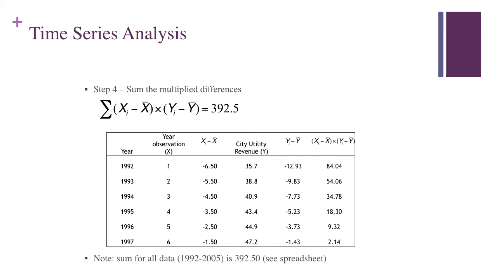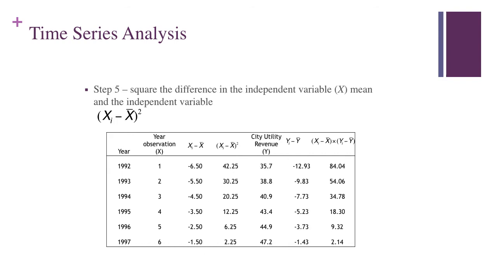Step 4, you're going to sum these things together. Remember, in a prior video, I talked about when you see the sigma, that means you need to add a bunch of things together. So once you multiply those differences together, you add everything up. The sum of all my data from 1992 through 2005 comes to 392.5, and I'll show you that on the spreadsheet in my next video. So now we're going to square the differences in the independent variable and in the dependent variable.